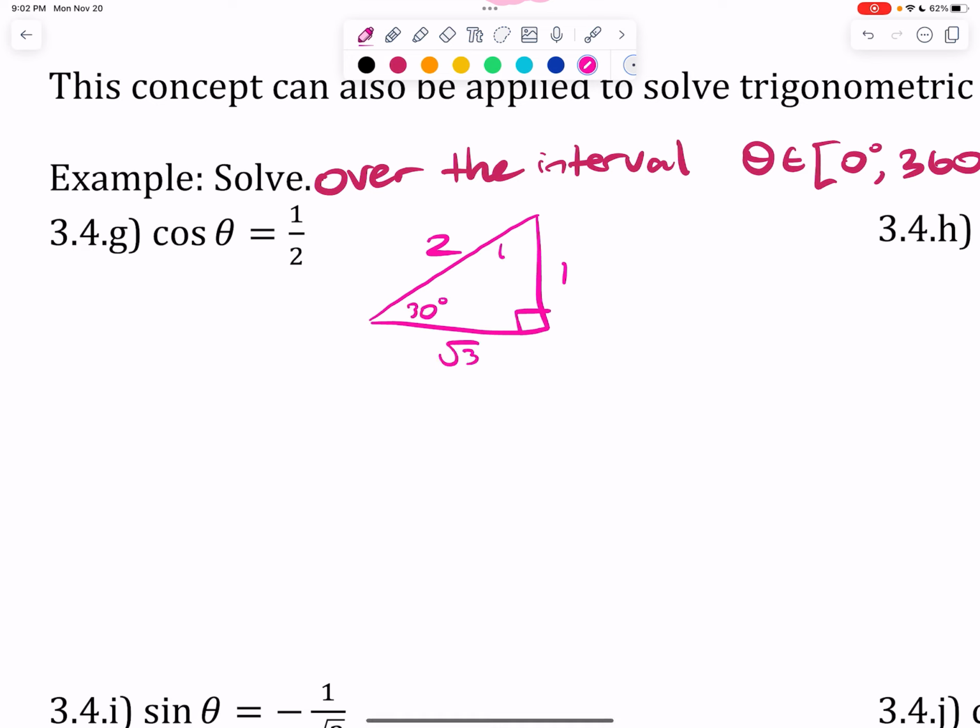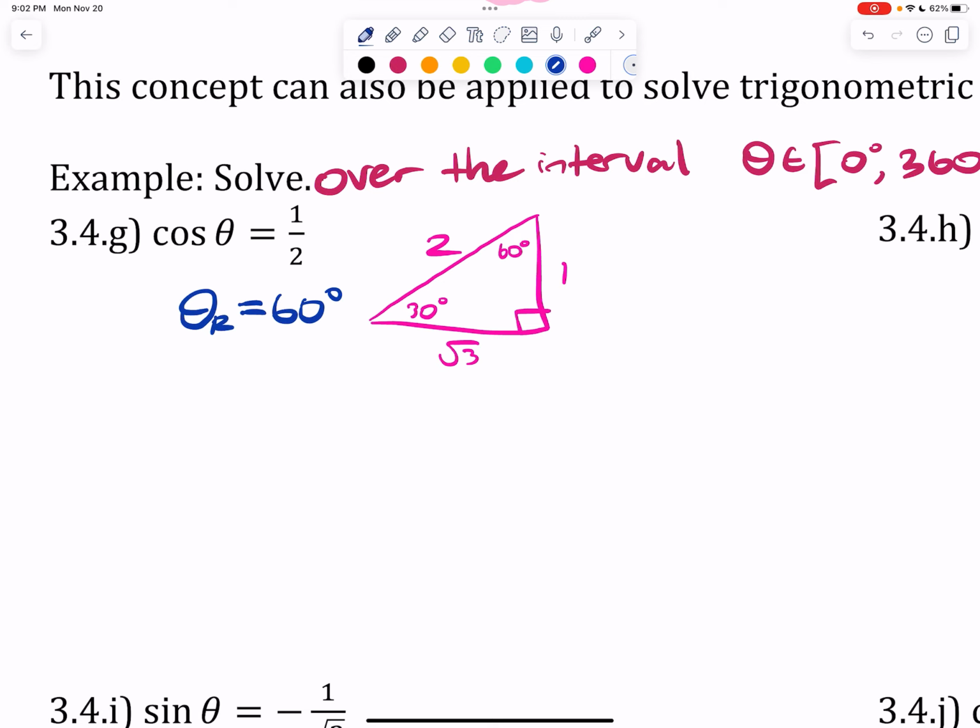Again, I put this on every single test and quiz I wrote in high school. Well, not every single one, but the trigonometry ones. By this triangle, we can see that if we need to have adjacent over hypotenuse be 1 over 2, then we have to be dealing with this 60-degree angle. That tells us that our reference angle is 60 degrees. But which quadrants are we in?